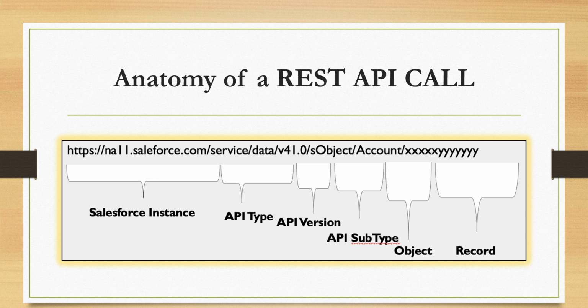Here's the anatomy of a REST API call: http://na.salesforce.com/services/data. Here the object is Account, followed by the account ID. From the start to this point is the Salesforce instance, and from services/data to version 41 is the API version. Then there is the object, which is the sObject type, here Account, and the record ID, whichever record we are fetching.